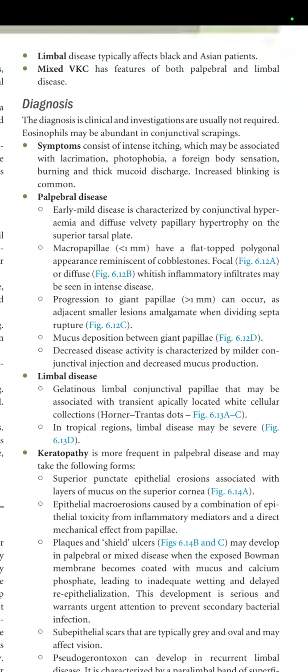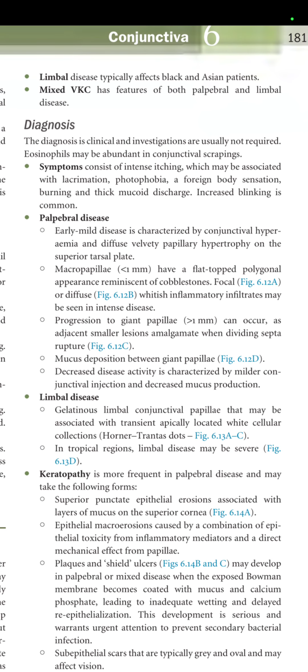Palpebral disease, early mild disease, is characterized by conjunctival hyperemia and diffuse velvety papillary hypertrophy on the superior tarsal plate. So what happens in the early disease? The conjunctiva will be congested in the palpebral region, and there will be papillary hypertrophy in the superior tarsal plate.